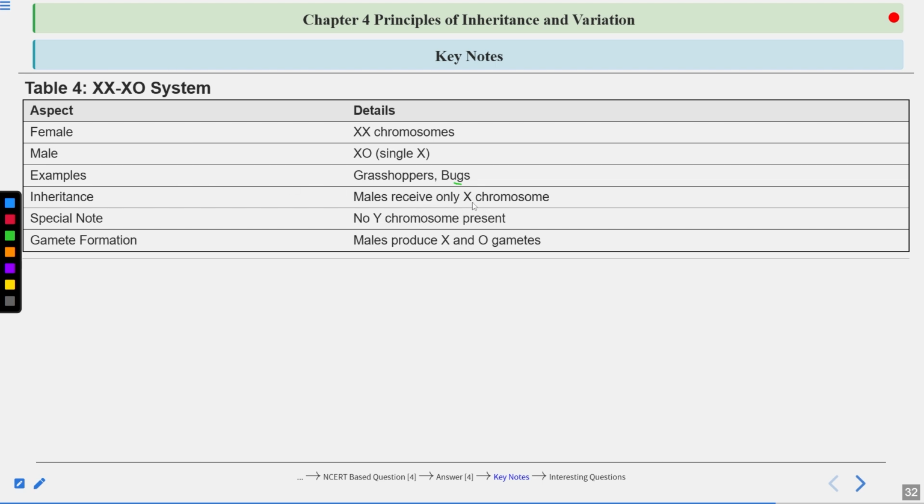And here the male determines the sex of the offspring, because males are heterogametic here. They are producing two kinds of sperms. Here there is no Y chromosome present. Remember this. This is a special note related to this type of sex determination mechanism. There is no Y chromosome present here. And the male produces the sperm having X chromosome, or the sperm which doesn't contain the X chromosome.